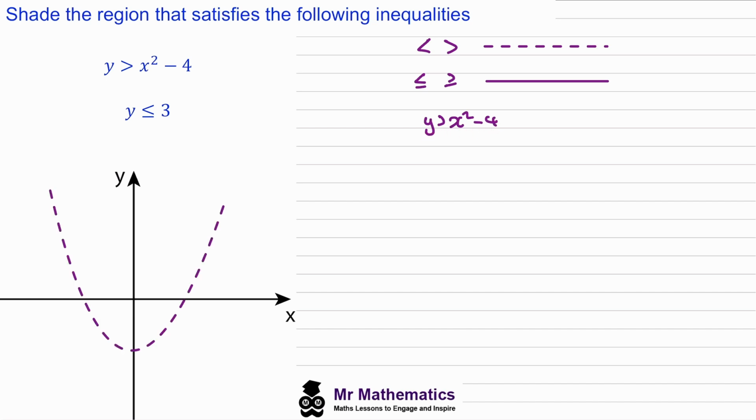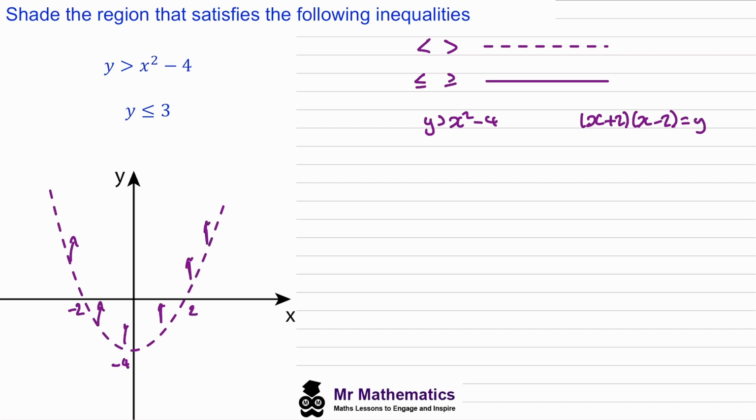We know this will have an intercept of negative 4, and the roots will be at positive 2 and negative 2. I found these two roots using the difference of two squares, so we've got x plus 2 and x minus 2. When we expand this out, we do get x squared minus 4. And because we're told y is greater than this, we're looking at the region above this dashed line.